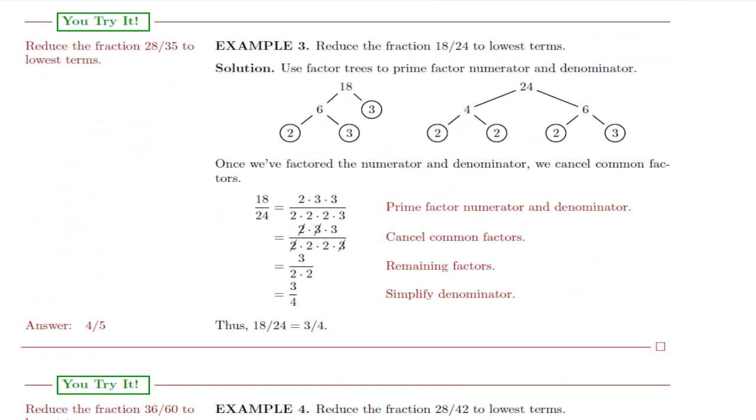Example 3. Reduce the fraction 18 over 24 to lowest terms. Use factor trees to prime factor numerator and denominator. So factor 18 into 6 and 3, then 6 into prime factors 2 and 3.